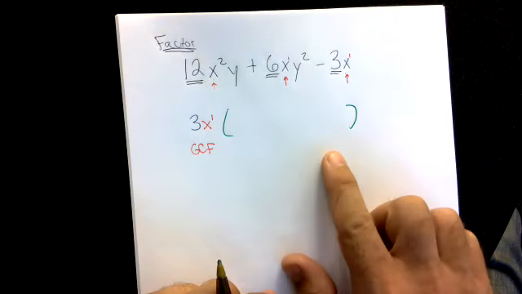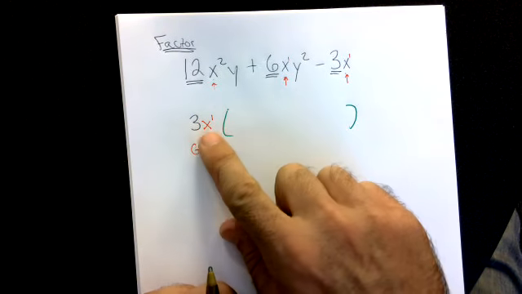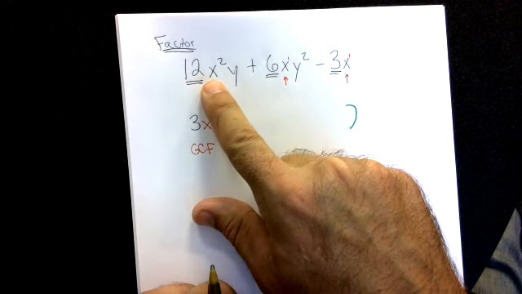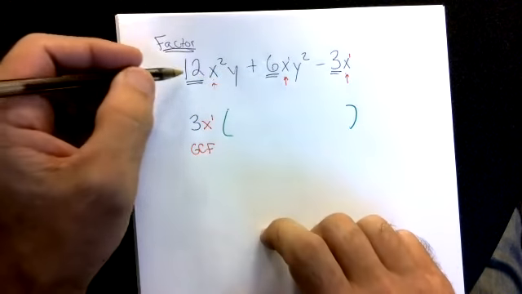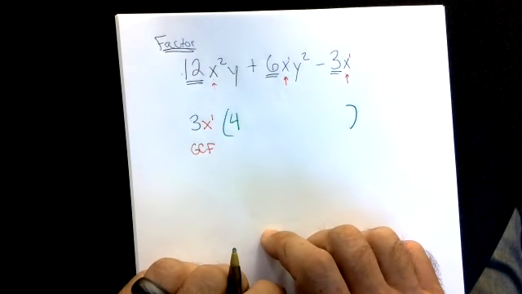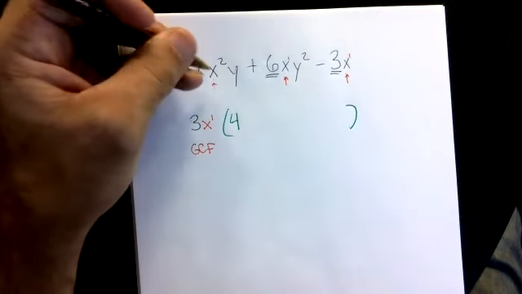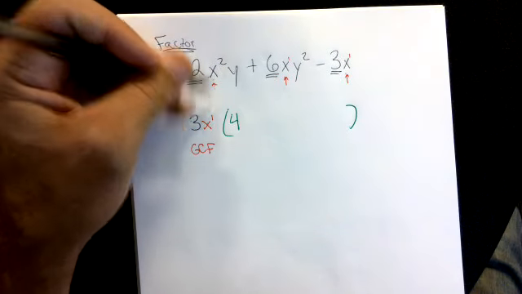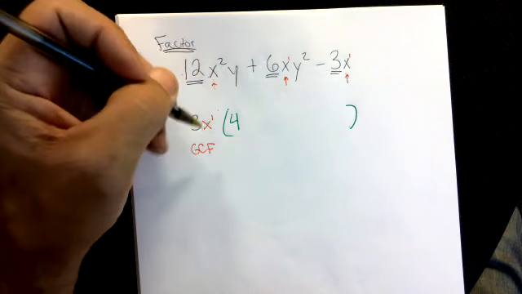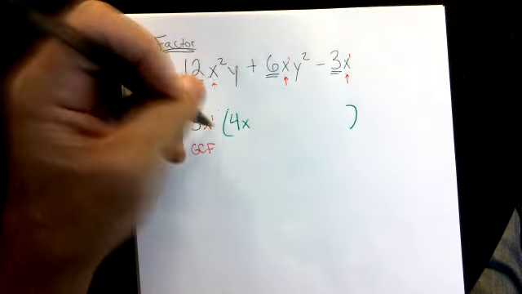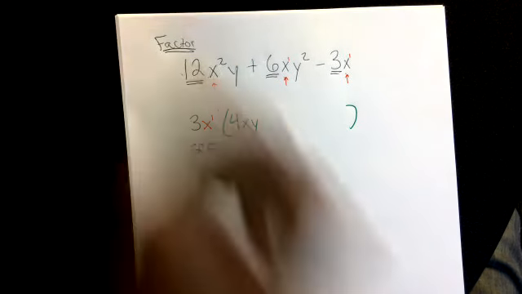Then what goes in the parentheses is what's left over when I divide this out of this. So 12 divided by 3 is 4. And remember, for division of exponents, we subtract. They both have x's, so I can subtract. x squared divided by x to the first is an x to the first. Y doesn't have anything to subtract out of it, so it's just y.